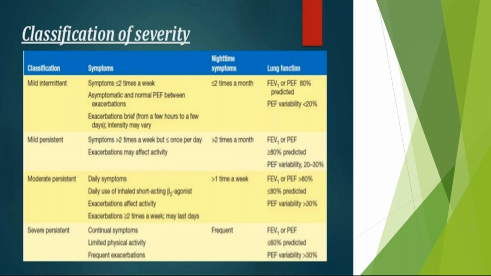Coming to the severe persistent, there will be continuous symptoms, and there will be limitation of physical activities and frequent exacerbations. Coming to the nighttime symptoms, they are most frequent compared to the other classes, and the lung function, FEV1 or peak expiratory flow rate, will be less than 60% predicted.